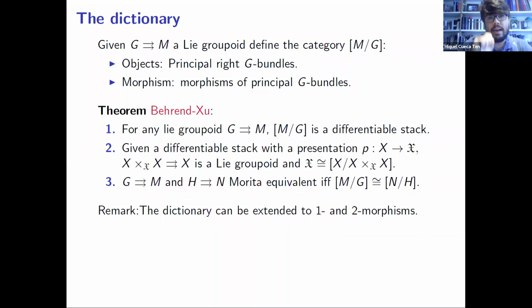So for any Lie groupoid, the category BG, or M over G, is a differentiable stack. The second is that given a differentiable stack, I can construct a Lie groupoid because this category has good pullbacks, then I can construct this groupoid over here. And moreover, then BG of that groupoid is isomorphic to my previous differentiable stack that I started with. And the third point is that if two Lie groupoids are Morita equivalent, then the differentiable stacks are isomorphic, and moreover, the converse is true. If the differentiable stacks are isomorphic, then the two Lie groupoids are Morita equivalent.